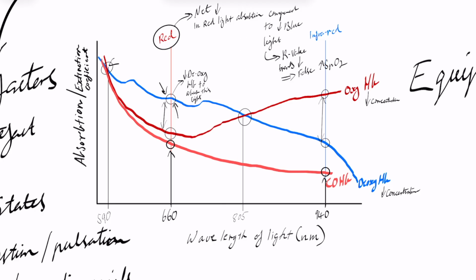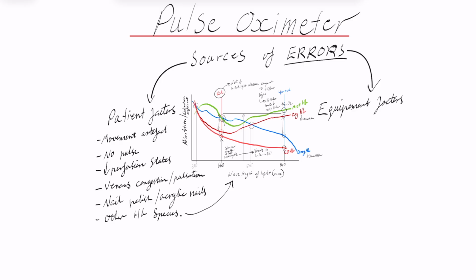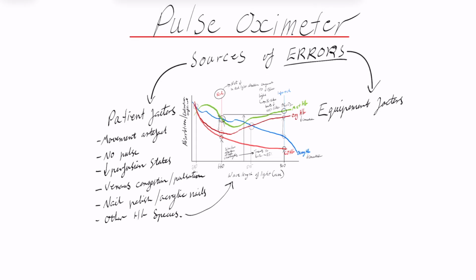So methemoglobin absorbs both wavelengths of light equally between oxy and deoxyhemoglobin, which means that your reading will sit somewhere in between at about 85% regardless of true oxygenation. When it comes to equipment and ambient factors that can cause errors, there's incorrect probe placements, there's ambient light leakage, and then there's dirty or damaged emitters and detectors as well.